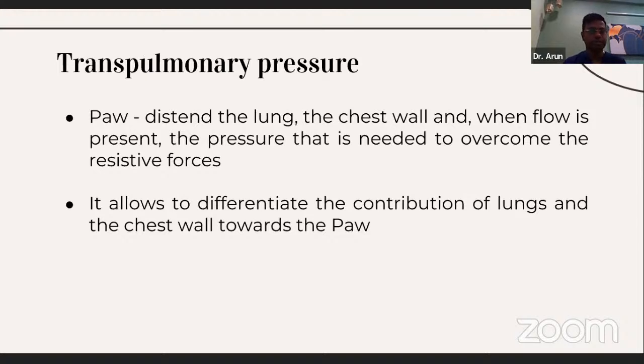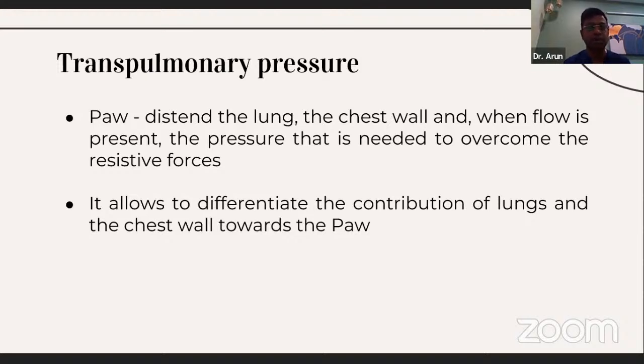Next, transpulmonary pressure. What is transpulmonary pressure? What is the need for it? For example, with airway pressure, we are targeting a plateau pressure of less than 30 centimeter H2O, but that is actually giving the distension pressure of the lung and chest wall. What we need is the true distending pressure of the lung. When you take airway pressure, it is a poor surrogate of true distending lung pressure.